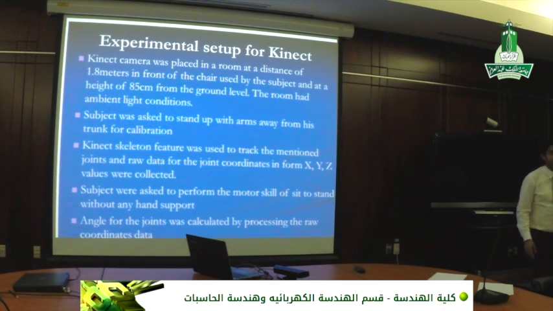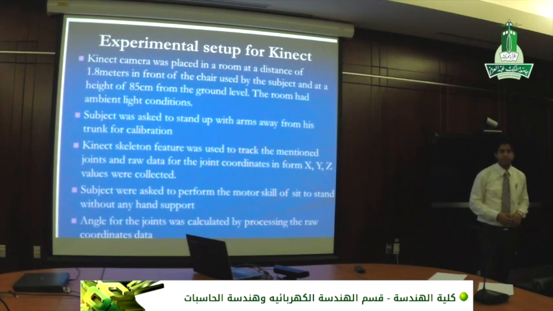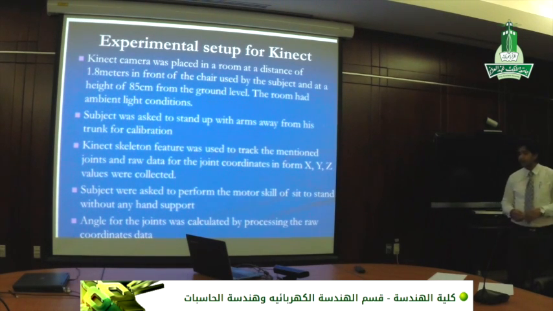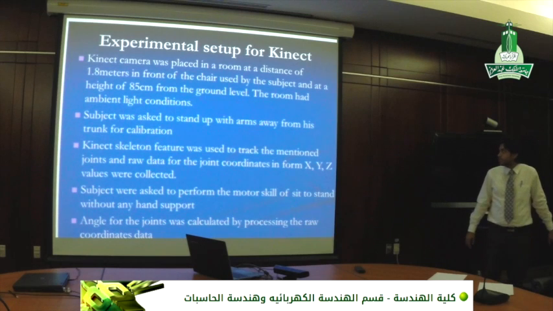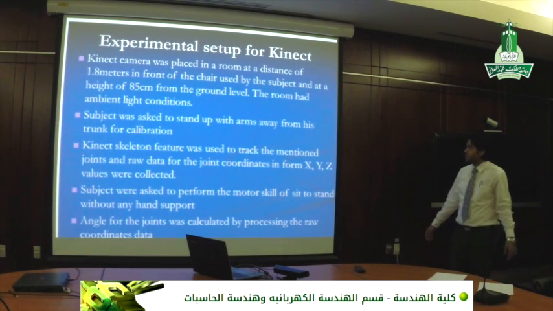The Kinect was placed at a distance of 1.8 meters from the subject, at a height of 85 centimeters from the ground. The room had ambient conditions. The subject was asked to perform a sit-to-stand task without arms, with arms away from his body for calibration.